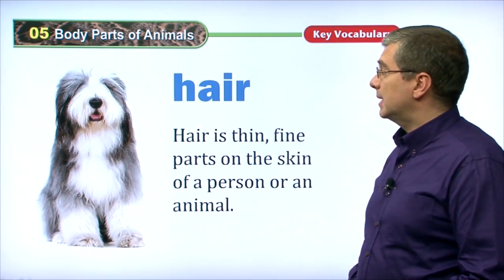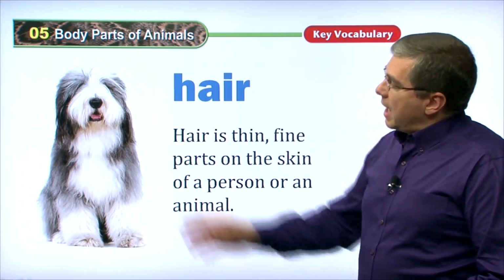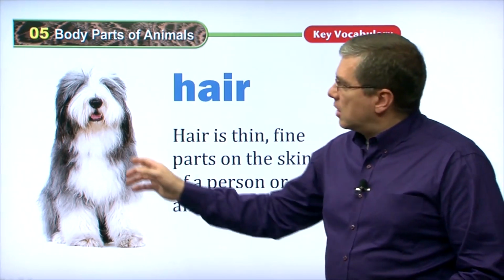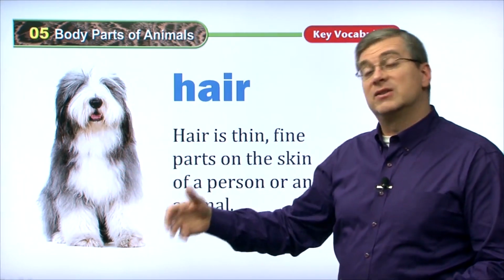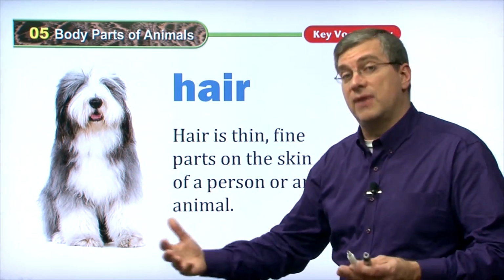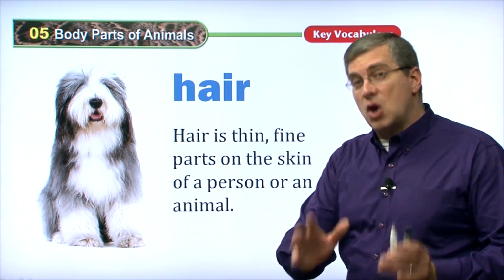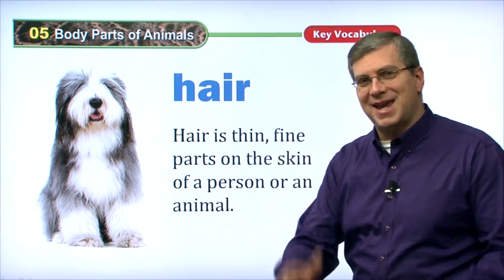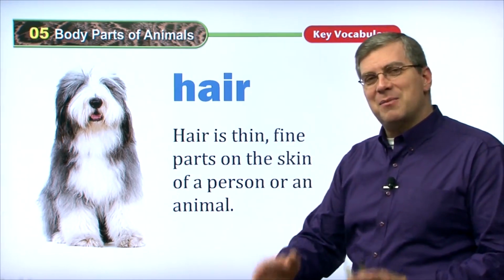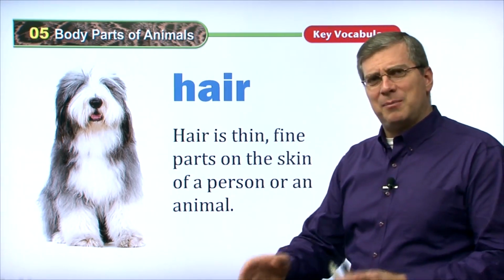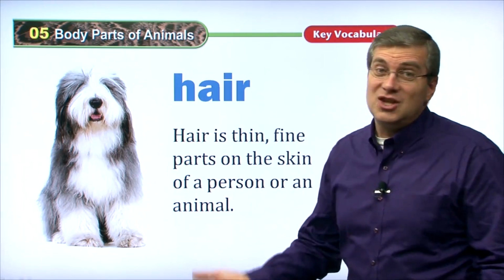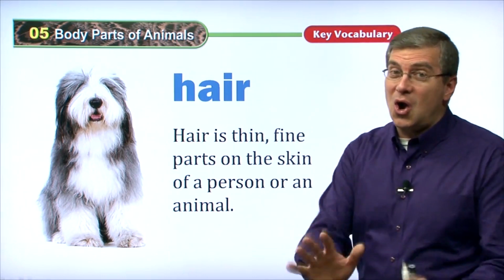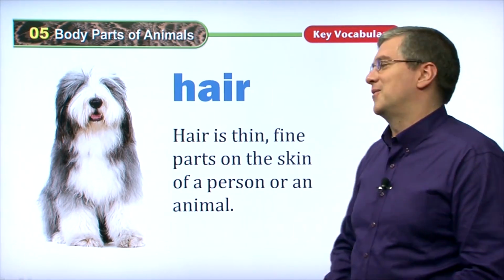Okay. Now, hair. We have a picture of a dog here. Sure, for a dog, we can call this fur. A dog has fur, but fur is made of hair, a lot of hair. Now, remember, humans don't have fur. When you're talking about a person, don't say that that person has a lot of fur. If they have hair on their arms, that's just hair on their arms. Don't call it fur. Only animals have fur.